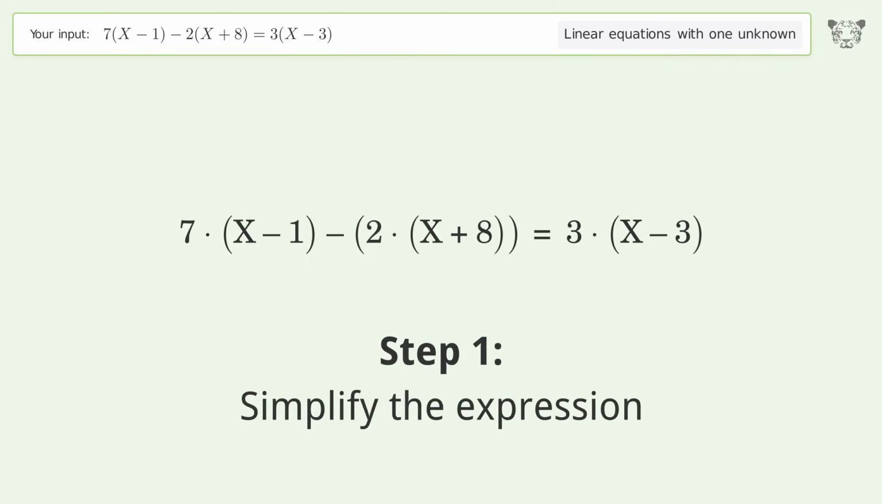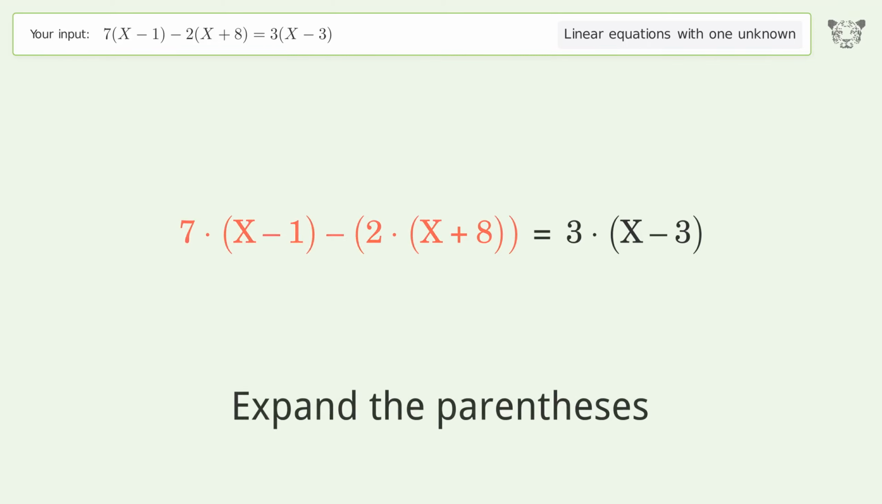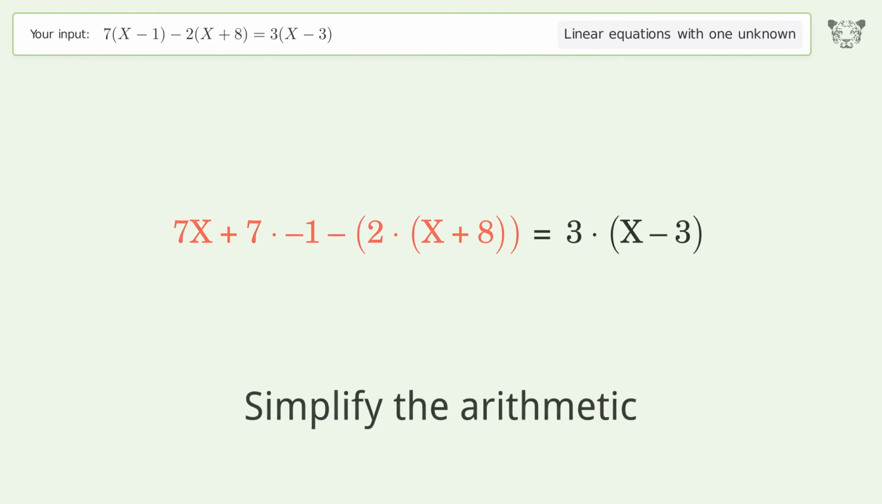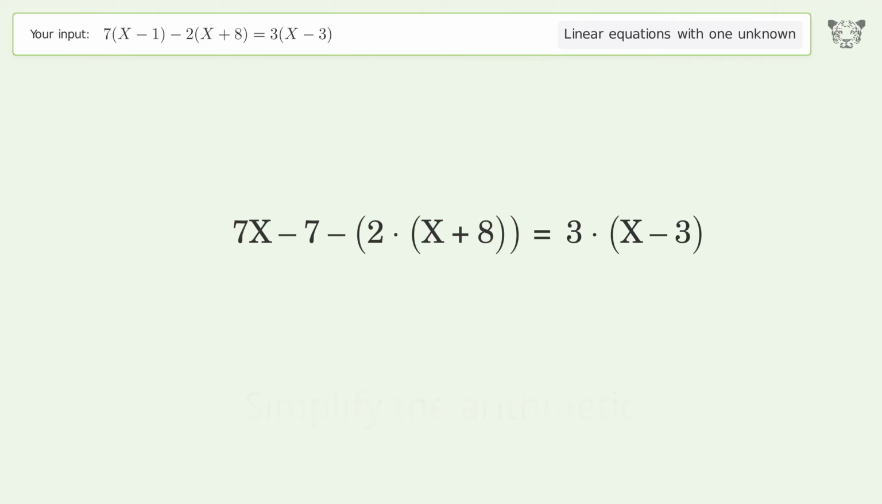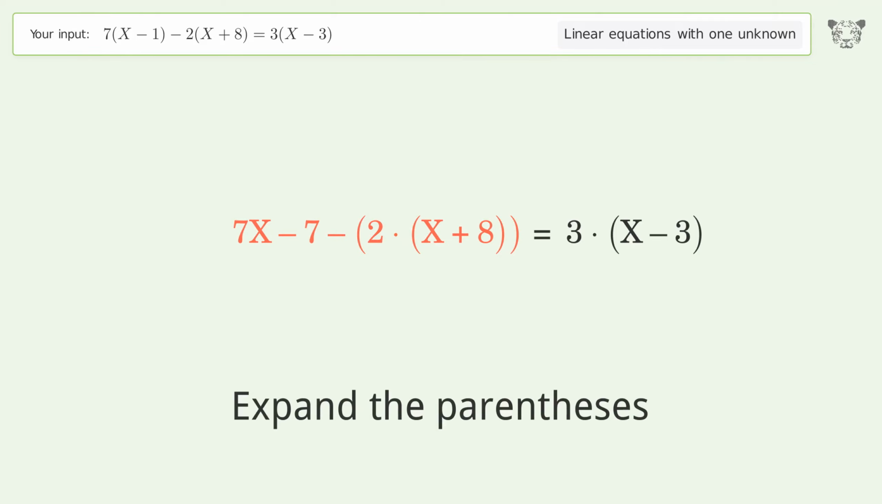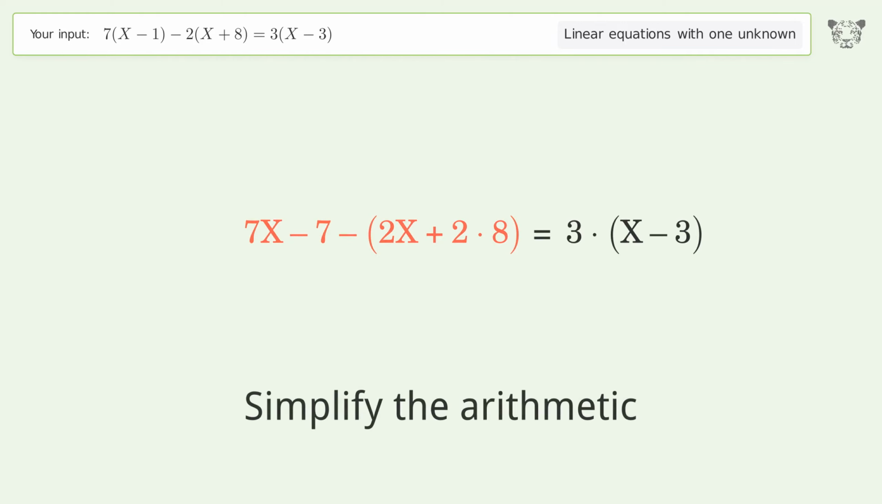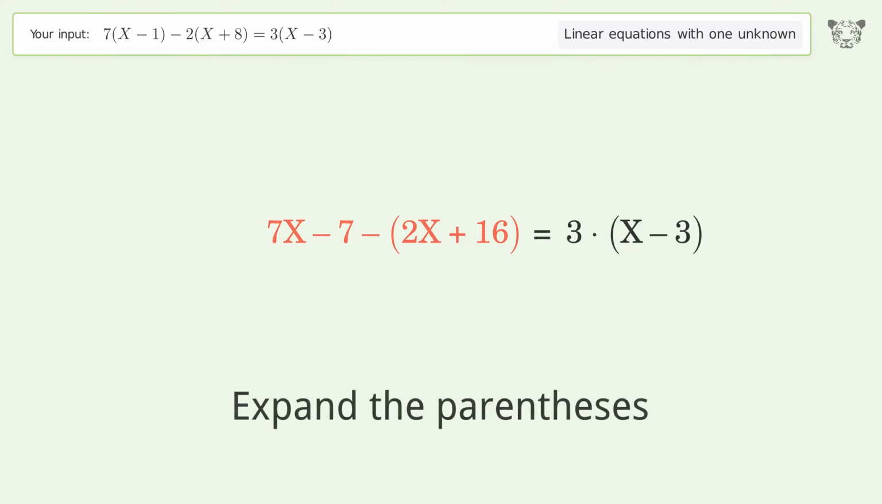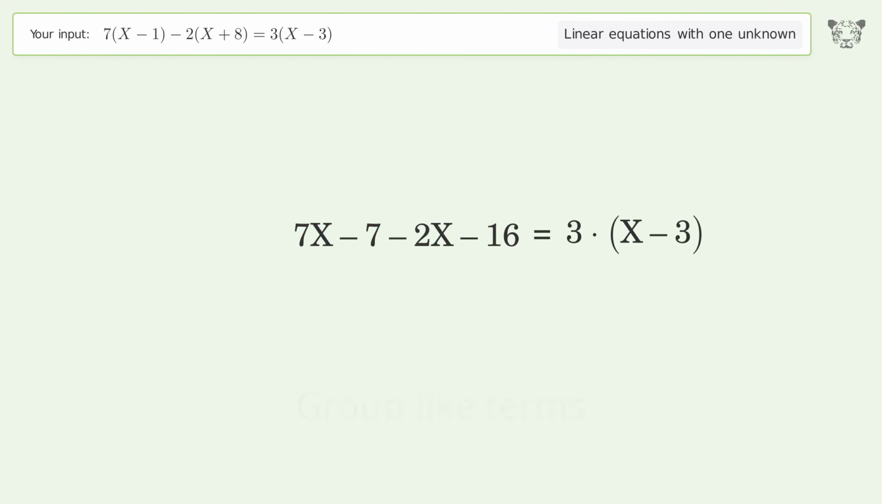Simplify the expression. Expand the parentheses. Simplify the arithmetic. Expand the parentheses. Simplify the arithmetic. Expand the parentheses. Group like terms.